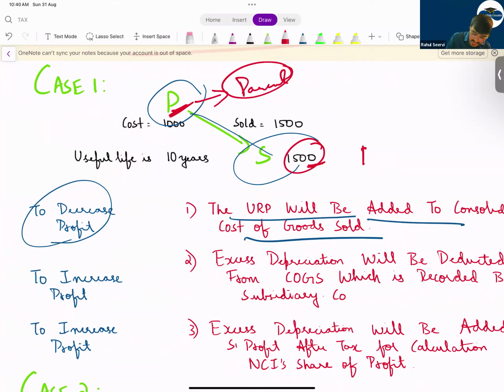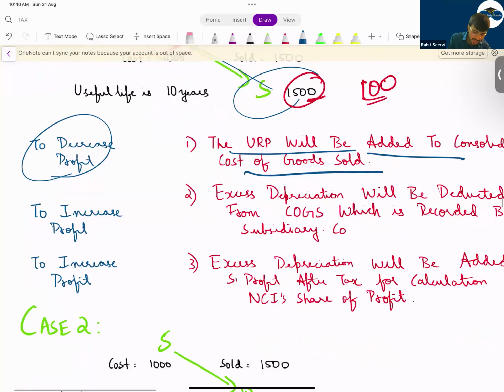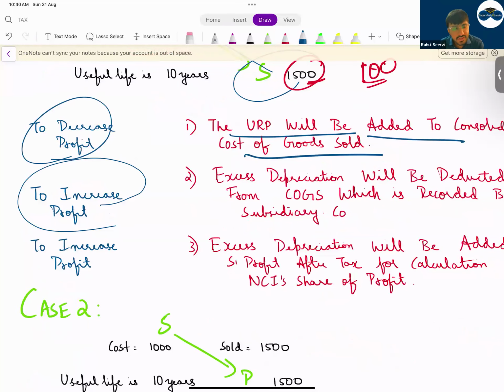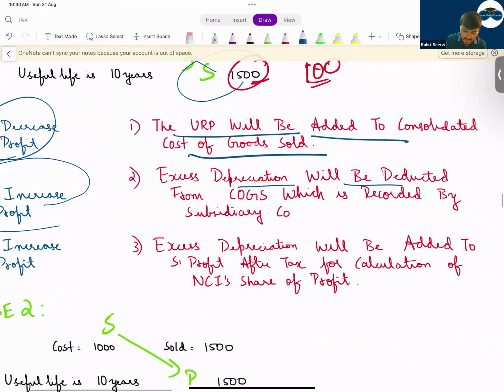So, excess depreciation is, let's say, 100. What will the subsidiary company do, sir? We have to increase the profit. How will we increase the profit? By reducing the cost of goods sold. Excess depreciation will be deducted from the cost of goods sold, which is recorded by the subsidiary.